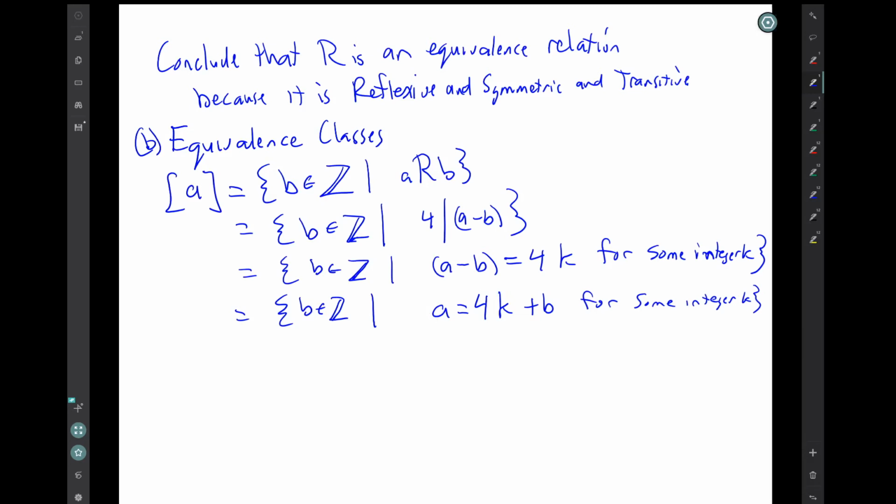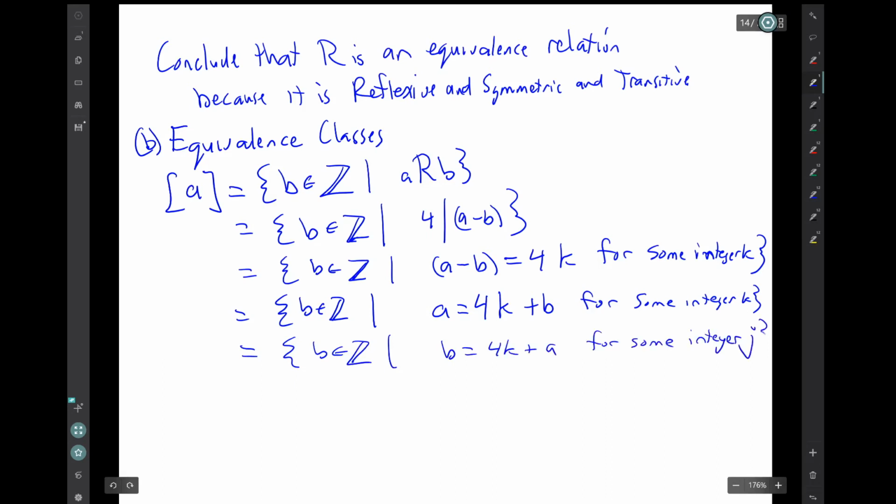Well, this can also be written the following way. I can just multiply that previous equation by -1. I can just rearrange it and get this: b equals 4j plus a. I like this version better because it has the a on the right side. So the equivalence class of some number a is all of the numbers b that you can get by doing this stuff to a. Build an expression 4j plus a where you have some integer j.